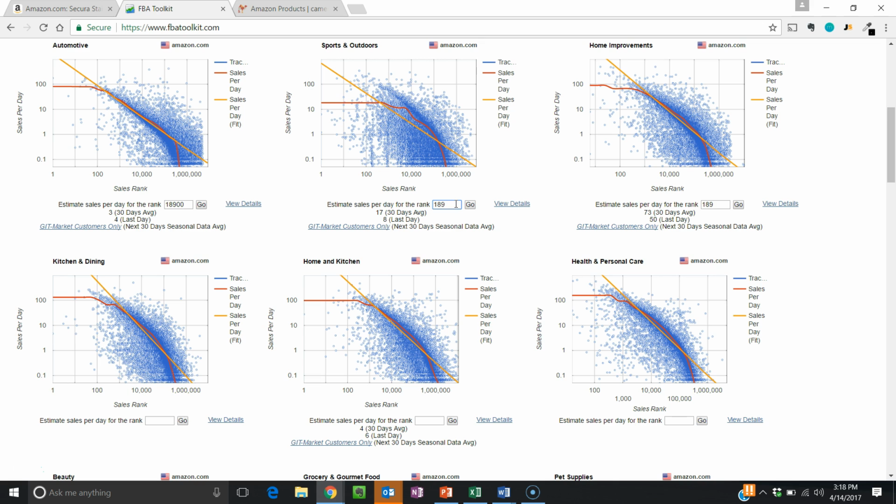What about 18,900 for these particular categories? For sports and outdoors, 2 on average. And home improvement, 5 or 6. So if you remember, for home and kitchen, just so we're looking at the same thing, it would be 8 or 9. So you can see it changes wildly based on category.